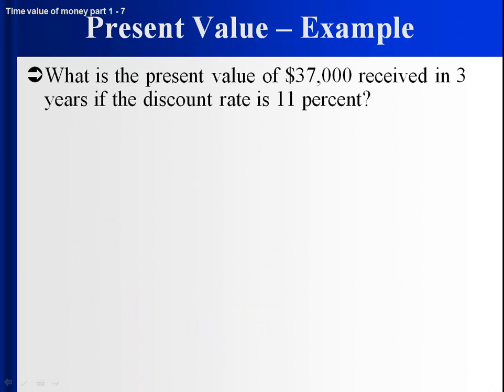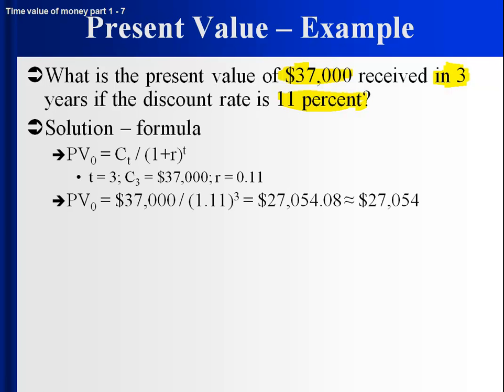So let's do an example. In 3 years, you just got a bonus at work where you're going to receive $37,000 in 3 years. The discount rate on this is 11%, and it's a little piece of paper. How much is that piece of paper worth? Well, it's not worth 37,000 now because you have to wait 3 years. Specifically, it's 37,000 divided by, you have to wait 3 years, discounted at 11% per year. It's worth 27,054.